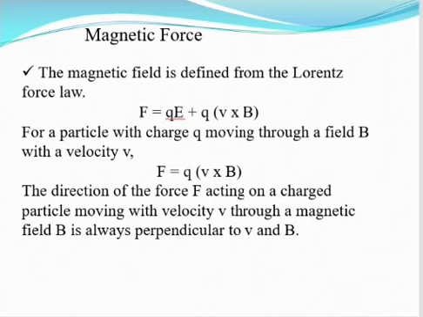The magnetic force is defined from the Lorentz force law. So we know that F is equal to QE plus Q into V cross B. For a particle with a charge Q moving through a field B with a velocity V, F is equal to Q into V cross B. That is Q times the cross product of V and B. The direction of the force F acting on a charged particle moving with the velocity V through a magnetic field B is always perpendicular to V and B.